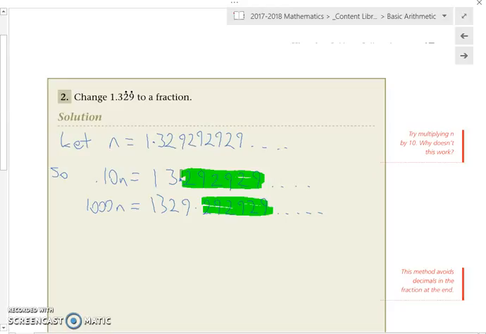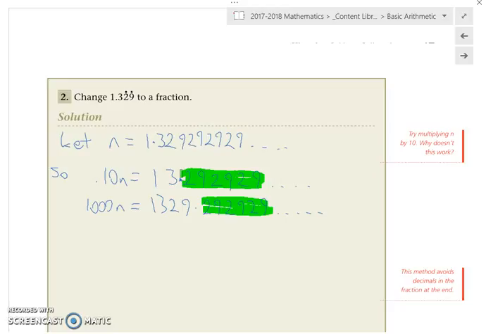Now, just as a question, could we have done 100 times n? What would 100 times n have looked like? What would the right-hand side have looked like? It would have been 9292, and you couldn't do that. They have to be the same, so they cancel out. Cool? So that's why we're using 1,000 and why we can use 10.